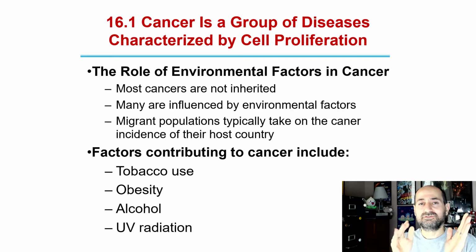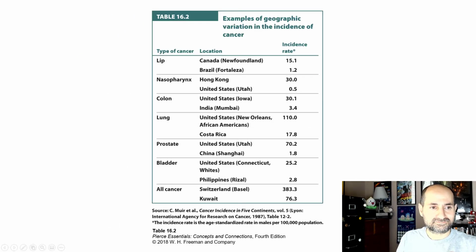That's the best part to understand. That's the part that takes you from a beginning biology student to someone who actually understands how a cell works: understanding that distinction. So take a look here. Here are examples of geographic variation in the incidence of cancer.